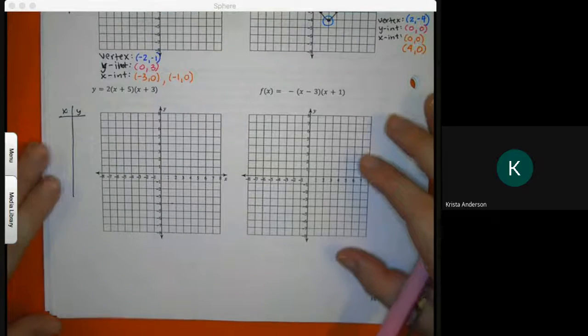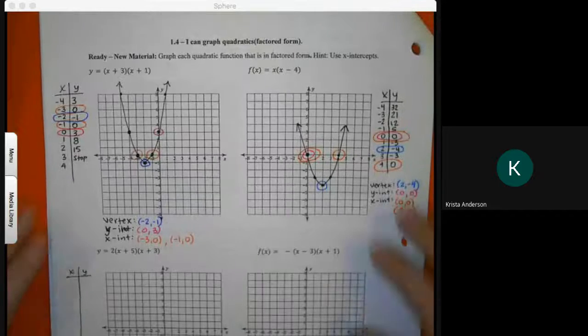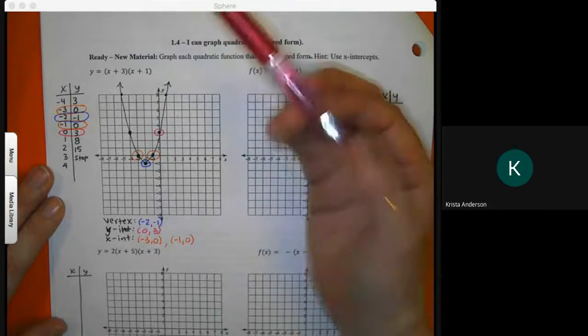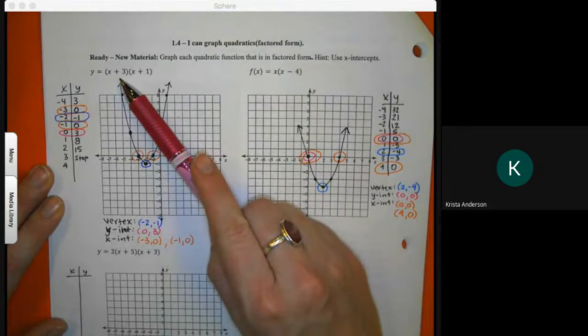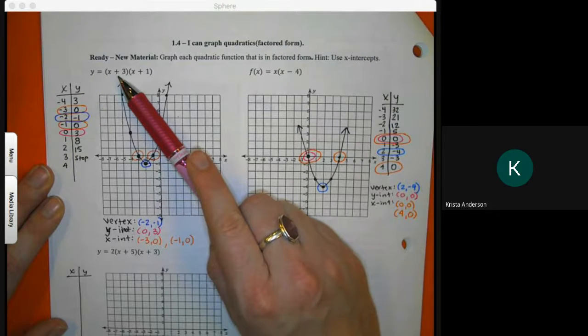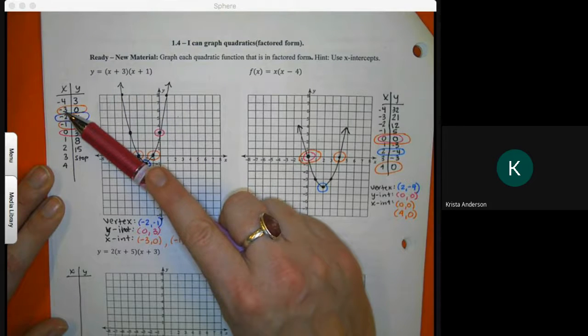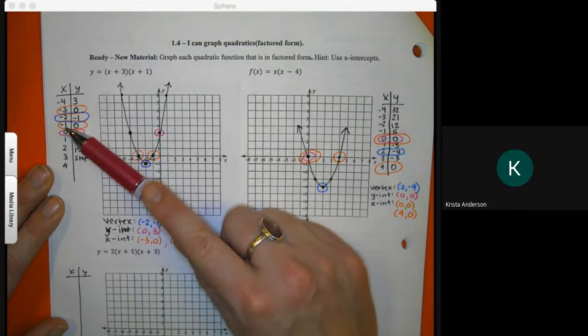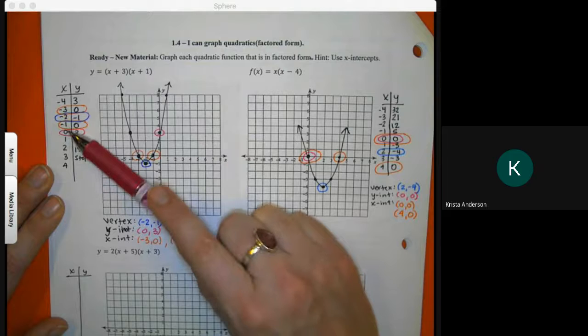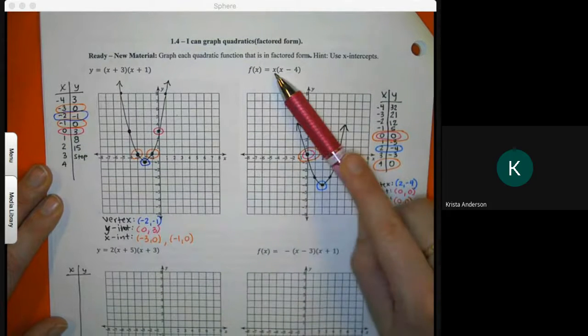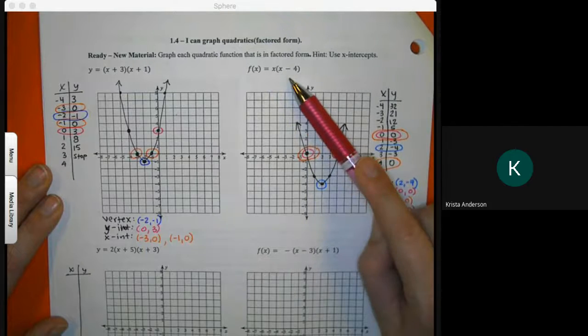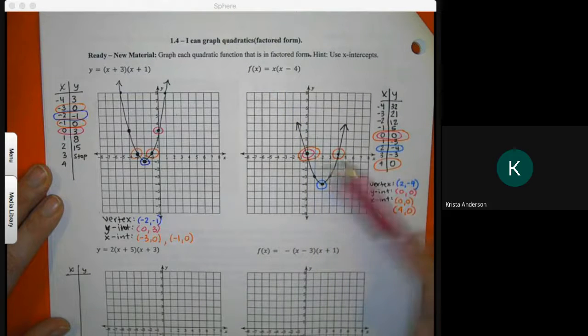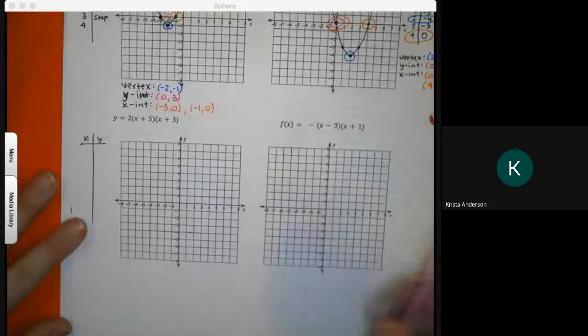When I build this table, I'm going to show you a little helpful tip. Do you see how this is a positive 3? Where was my x-intercept at? -3. See, this is a +1. Where was my other x-intercept at? -1. They're the opposite of them. This one was at 0 and +4. This can help guide what numbers I plug in.